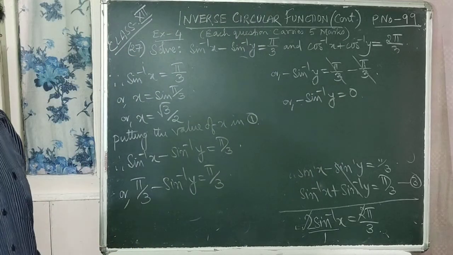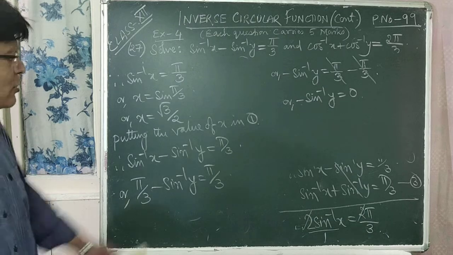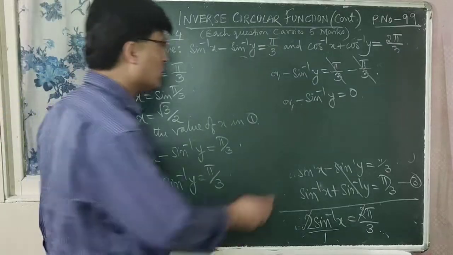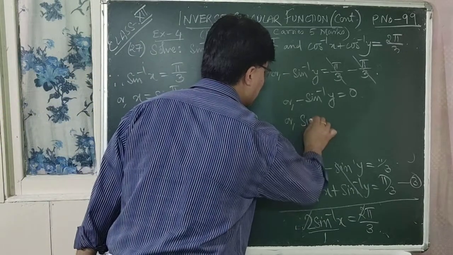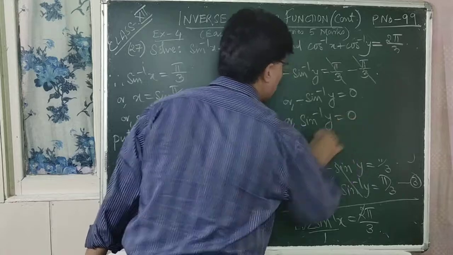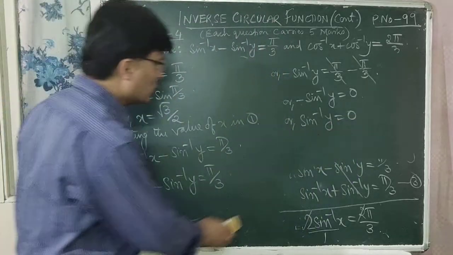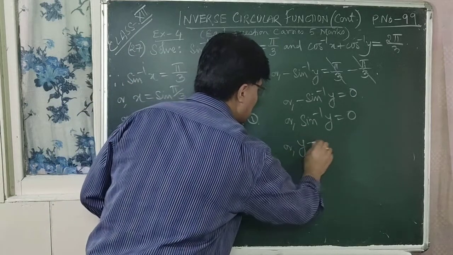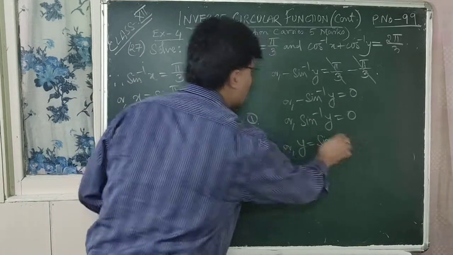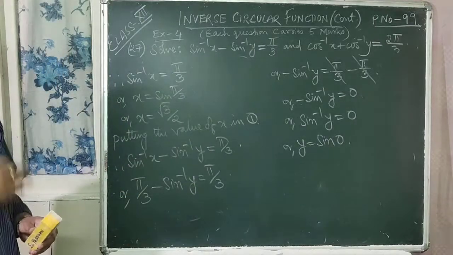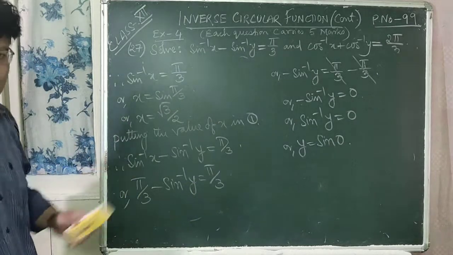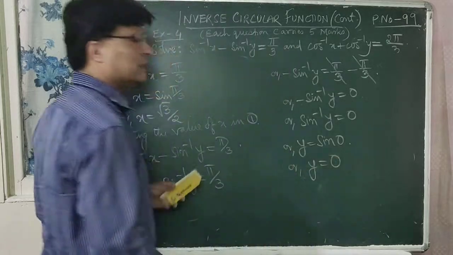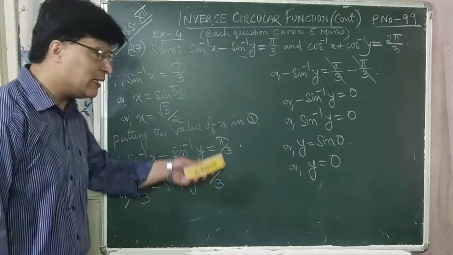Now you don't have to write the minus sign because there is 0 on the right hand side. Actually this minus means minus 1, and you know that minus 1 is not equal to 0. So we can write sine inverse y is equal to 0, right? So next, what is the value of y now? Or y is equal to, when this sine inverse goes to the right hand side, it becomes sine. So it is sine 0, or y is equal to, what is sine 0? That is 0. So we have got the answer.